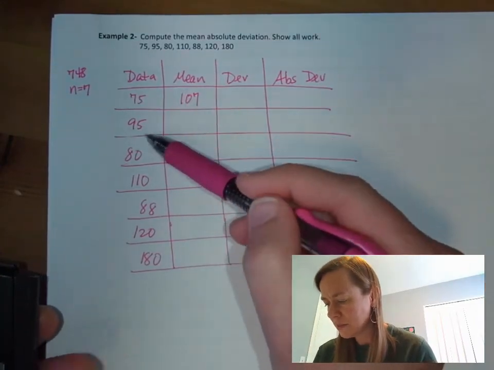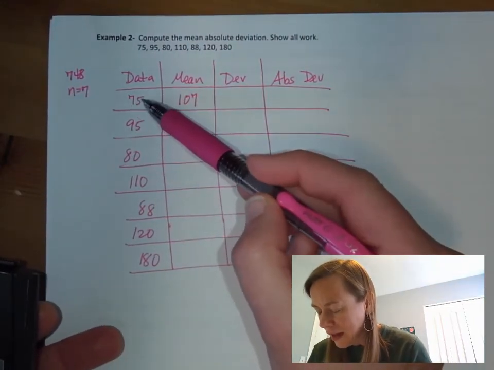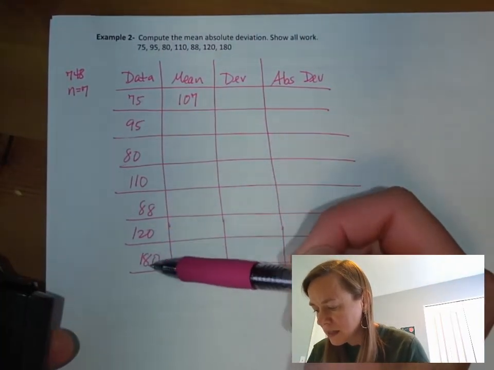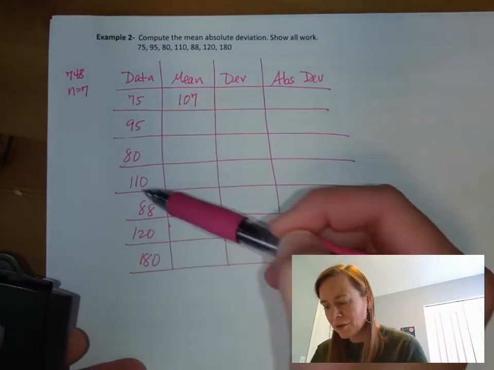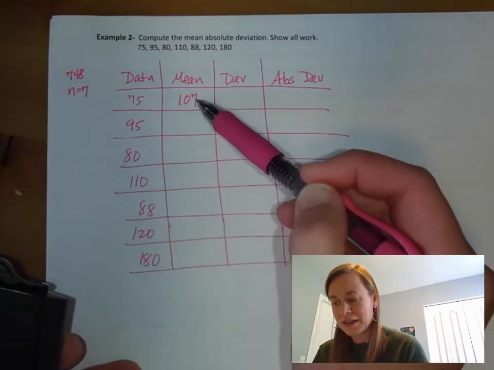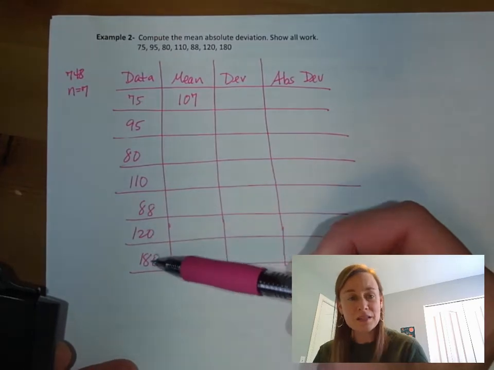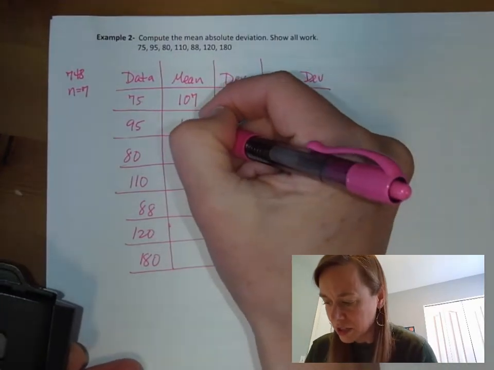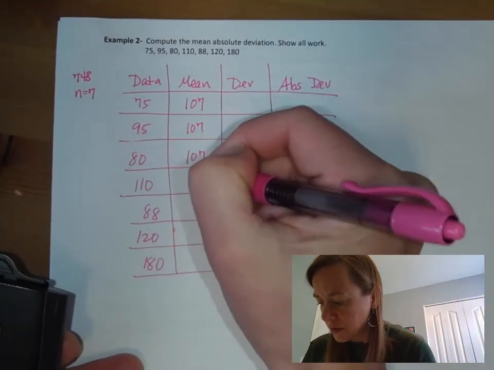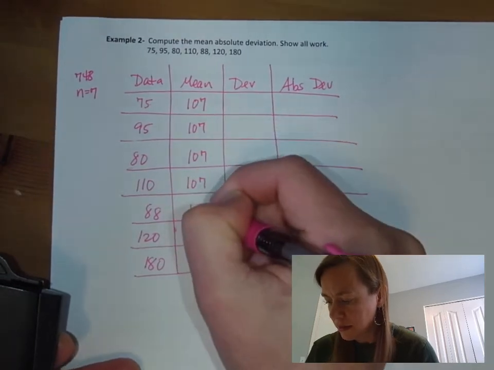Now take a look at the numbers. Does that make sense? It's a lot higher than 75, but it's a lot lower than 180. We've got a fair number of numbers on either side of 107, some higher, some lower. So it looks like we did a good job, and the number does make sense.